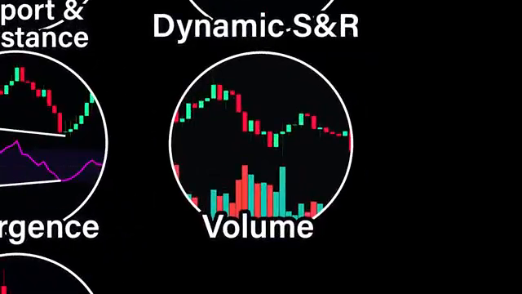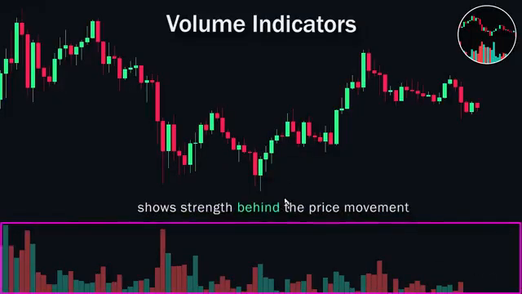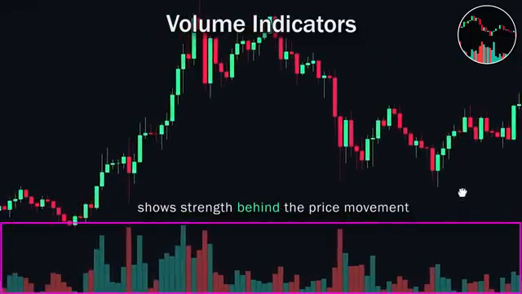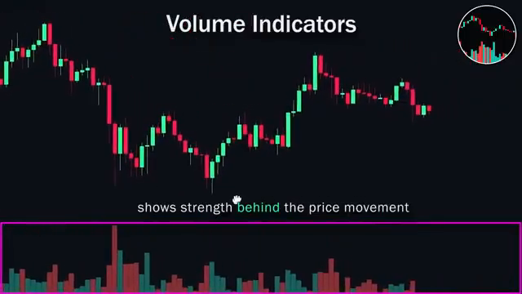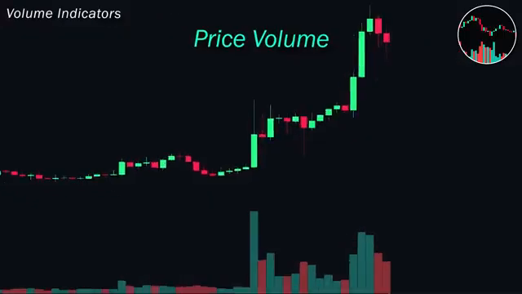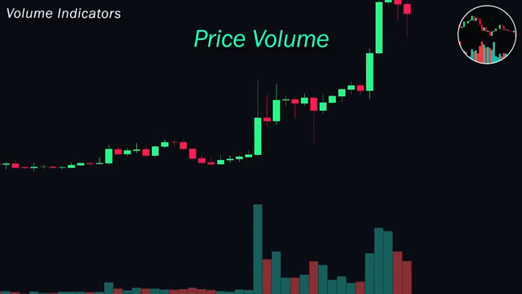Volume indicators. These are types of indicator that shows the strength behind a price movement by tracking the trading volume. Notable volume indicators include price volume, which displays the volume for each candle. The longer the bar, the higher the volume.